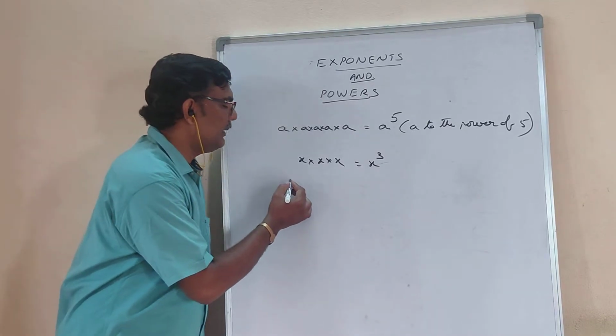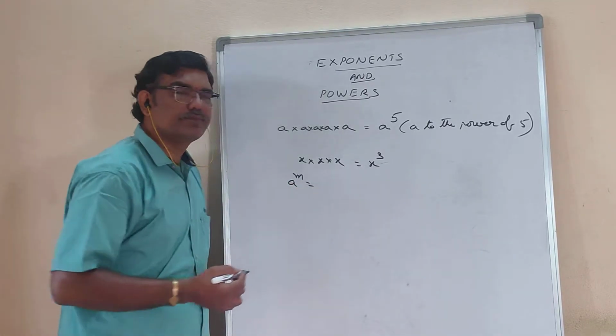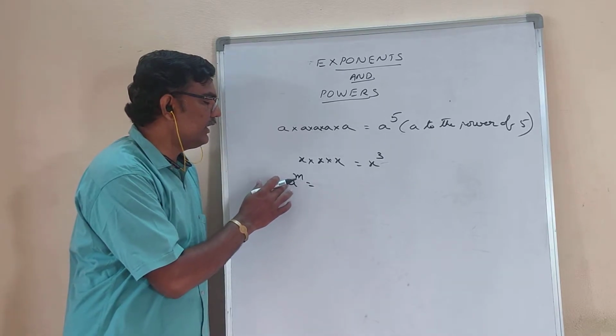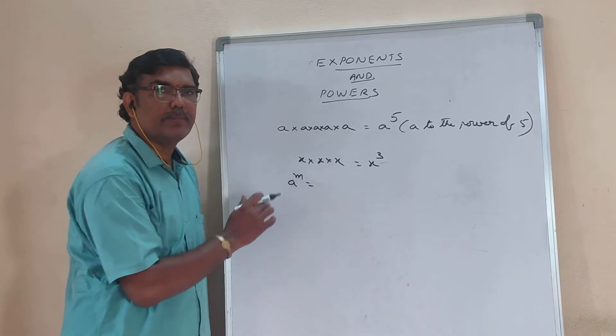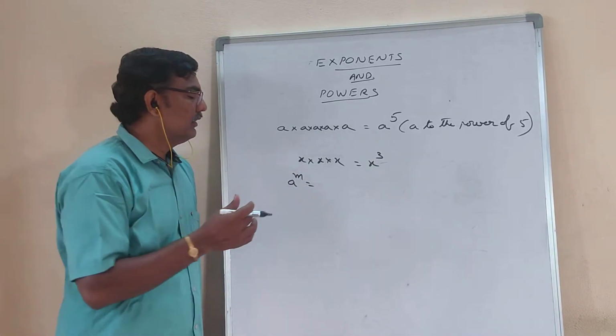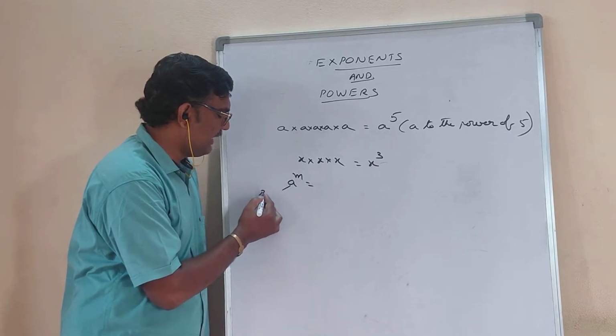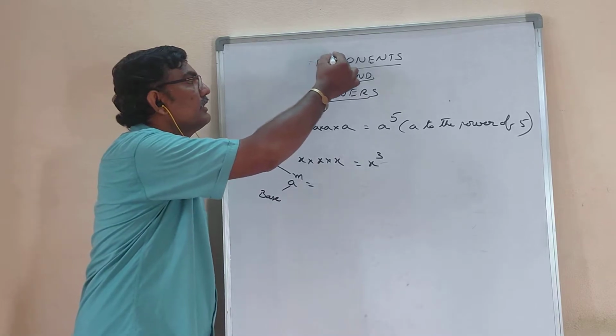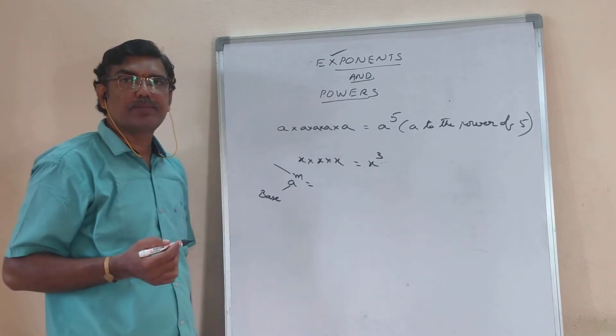So a power m. A to the power of m. You can read this as a to the power of m or a power m. So a to the power of m, what did you understand? This a is called the base. This m you can say as exponent or power.